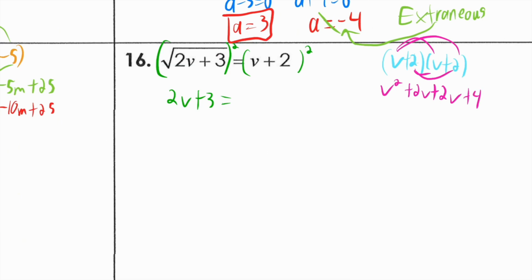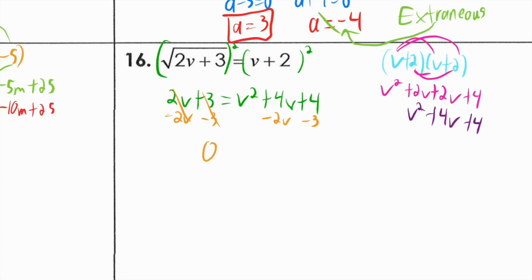And combining this, I get v squared plus 4v plus 4. So I'll write that back in my equation. And so now I'm going to go ahead and set it equal to 0 by subtracting 2v and subtracting 3 from each side. And that'll give me a 0 on one side, but I'm just going to flip where that 0 is. I get v squared plus 2v plus 1.